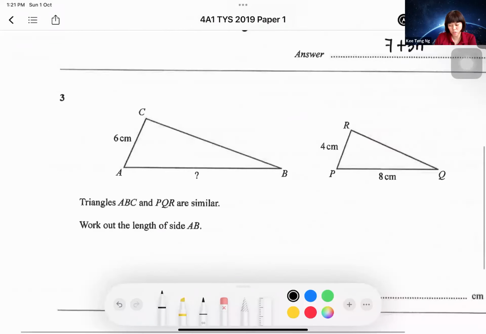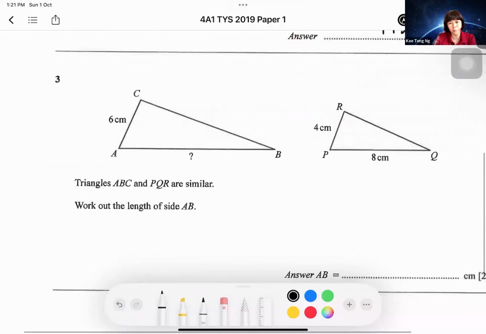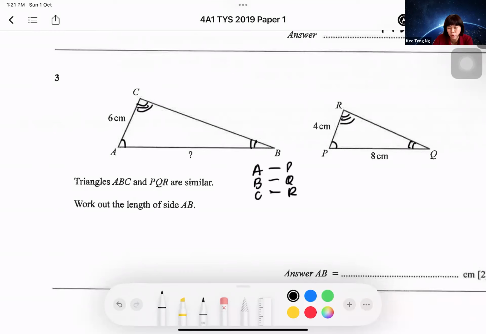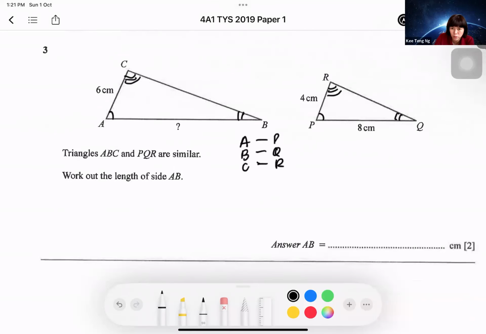Okay, next question, similar triangles, one big, one small. To find the length, they give you that ABC is similar to PQR. Let's match the corresponding sides: A with P, angle B with angle Q, angle C with angle R. In this case, I can have a simple ratio. There are 2 ways you can do your ratio. You can either write it in fraction or the normal ratio. So let us find a pair.